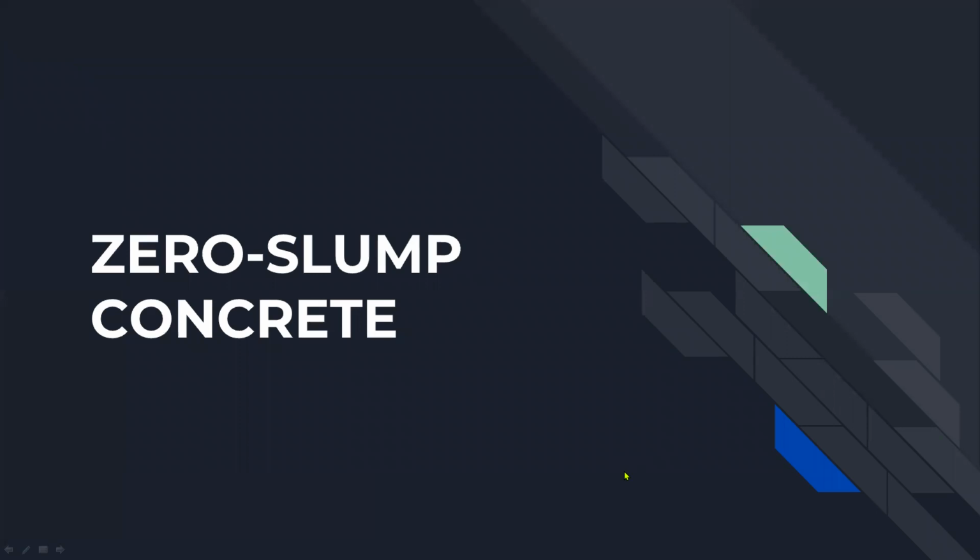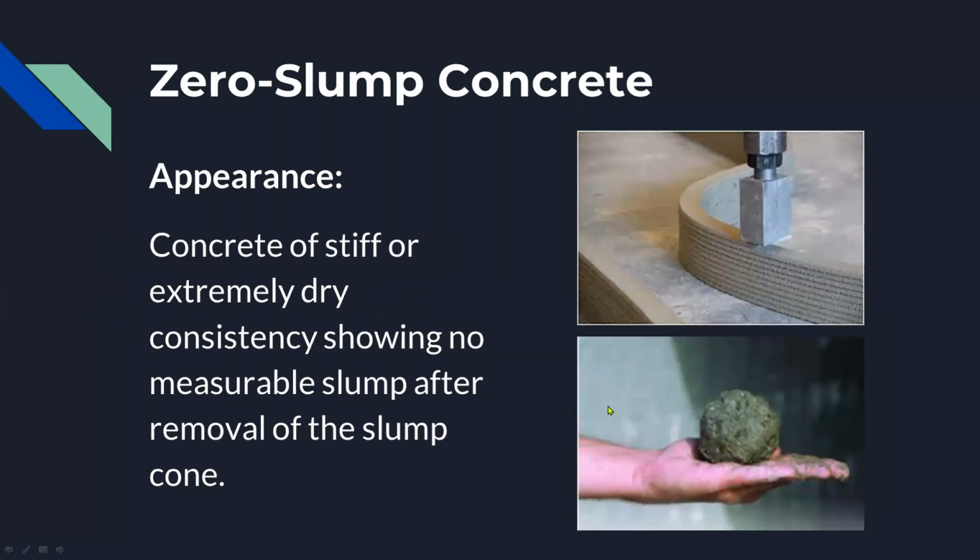So we have now the zero-slump concrete dahil naipakita naman kanina yan. So ano pang meron sa zero-slump concrete? Di ba't 4 yan? We have the true slump, the zero, and of course we have another 2 kinds of slump. Pero dito muna yung concentration natin regarding about the zero-slump concrete. Zero-slump concrete, and this is actually its appearance. Concrete of steep or extremely dry consistency showing no measurable slump after removal of the slump cone. Ibig sabihin, walang depth, sobrang taas ng ating slump.